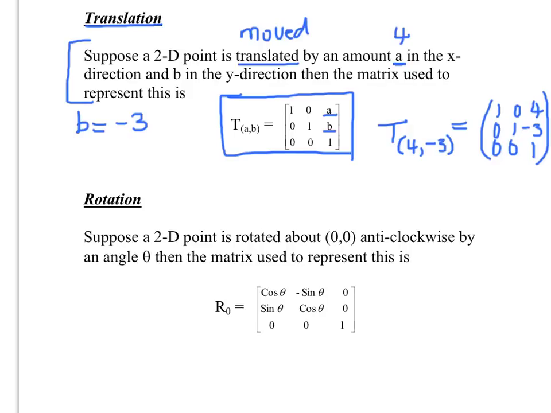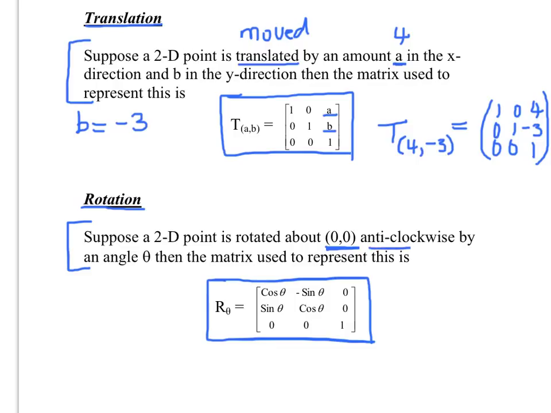Likewise, in the exam you'll be given the formula for a rotation matrix. So you'll be just given what's in the box here, this particular piece of information, which tells you how to form the matrix, and you'll be told that it'll be for a rotation. You need to understand what this exactly represents. This matrix here represents, suppose a 2D point is rotated about 0, 0, in an anti-clockwise direction by an angle theta, then the matrix used to represent this is given by this. So the important thing is that the rotation is anti-clockwise, it's about 0, 0 by an angle theta.